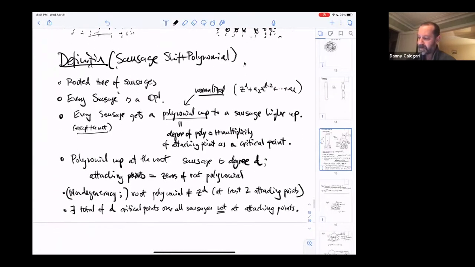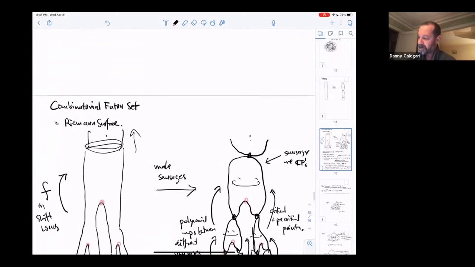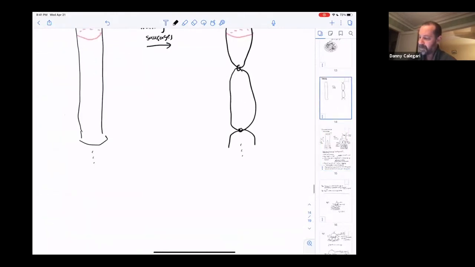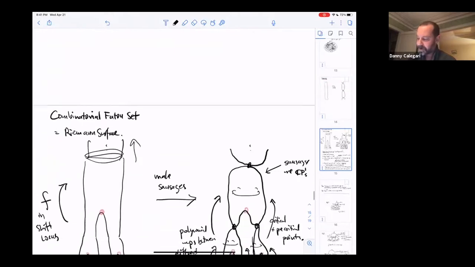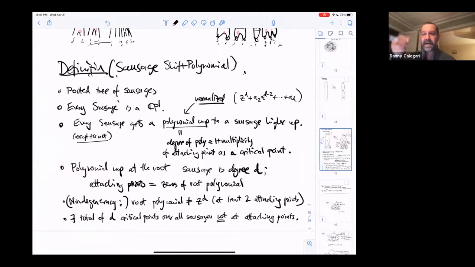And we can define a sausage shift polynomial as follows. So first of all, it's a rooted tree of sausages. Okay, so you have a rooted tree, and for every vertex, you have a sausage. Okay, so far, so good. Well, every sausage is really a CP1. I mean, they look like sausages here, but after all, combinatorially, they're just a sphere. The sausage really refers to the idea of cutting off this Riemann surface at various stages to tie it off into these nice compact bite-sized pieces. So every sausage is a CP1.